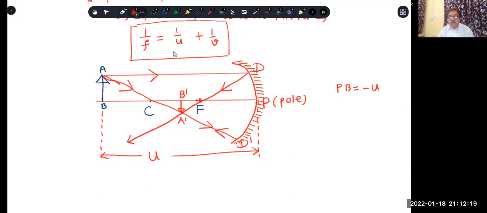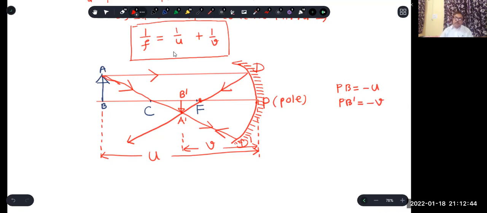Similarly, the final image is formed at A dash B dash. B dash is the location from P to B dash. We will write for image distance, measured from the pole. And we will write here pole to image distance PB dash as minus v. Negative sign also comes in the sense of sign conventions because image is formed in front of the mirror also. So we have written here minus u for object distance and minus v for image distance.